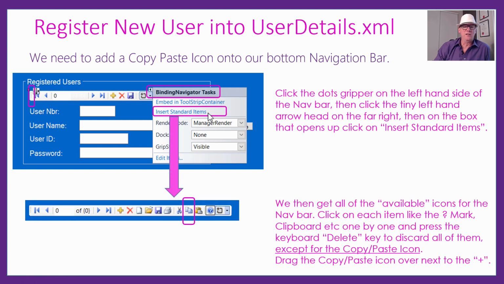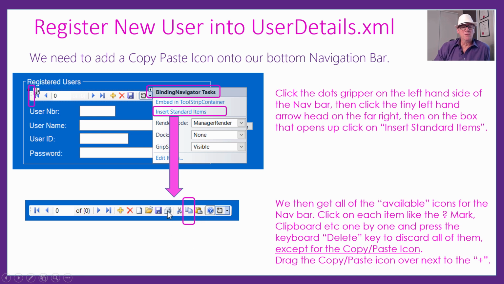When you click insert standard items, it's going to give you all of the items which can go on the nav bar. Now, some of them we've got already, like the plus and the delete and the save. We want to have this one here, copy paste, but we don't want all these other ones. So you have to click on each of these, like click on that question mark one right here, and then if you press the keyboard delete key while that's clicked on, that'll disappear. And then we need to click on this one and make it disappear.